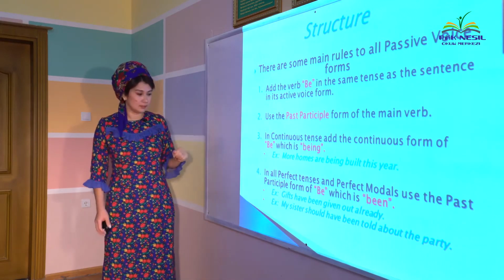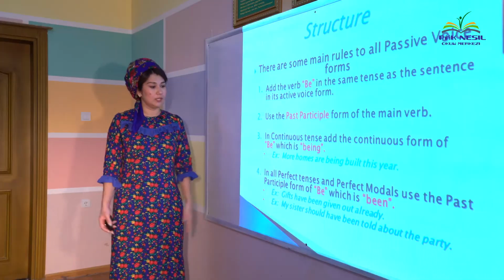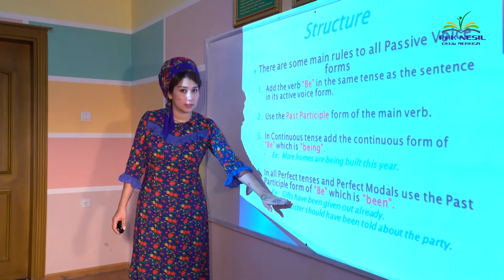Let's see the examples. Gifts have been given out already, right? Again, this is a passive voice sentence. Who gave the gifts? We don't know. When were they given? We don't know. And what tense is that?